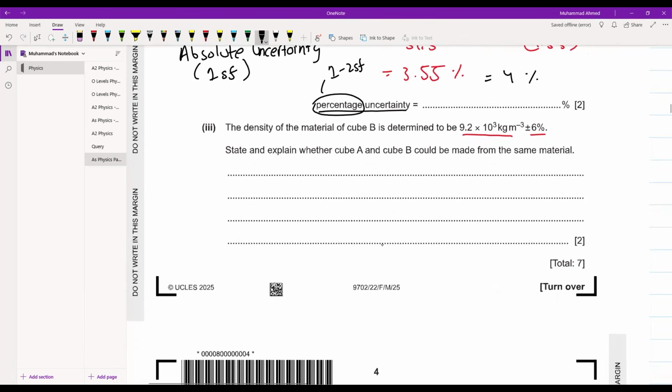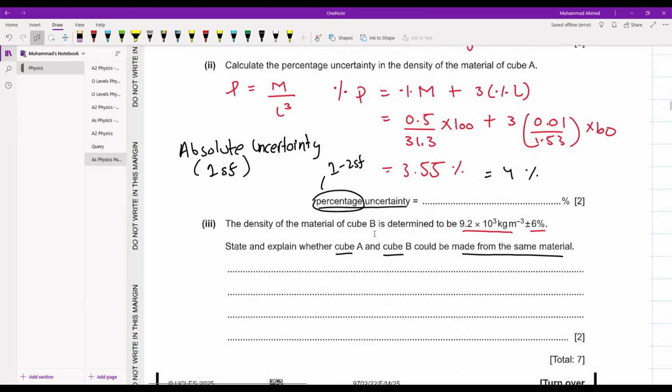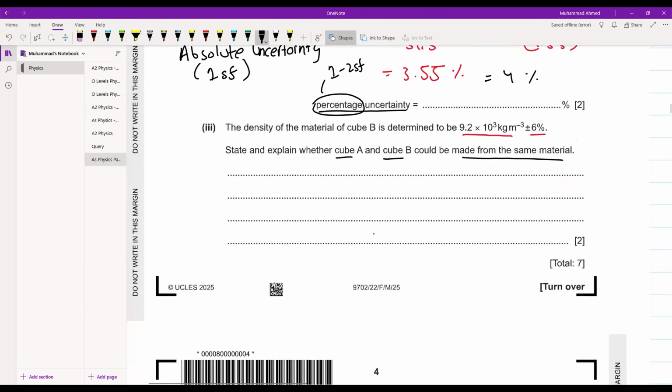The density of the material of cube B is determined to be this. State and explain whether cube A and cube B could be made from the same material. For this, pay undivided attention. What is the density of cube A? The density of cube A is 8.7 times 10 raised to the power of 3 plus or minus 4%.